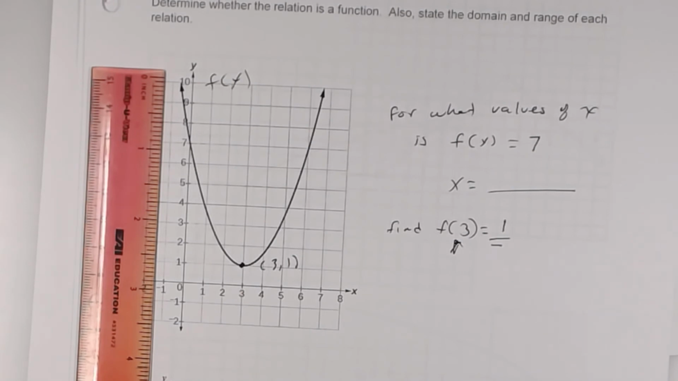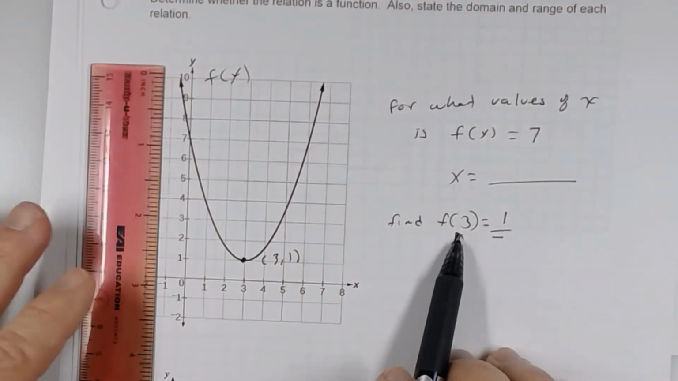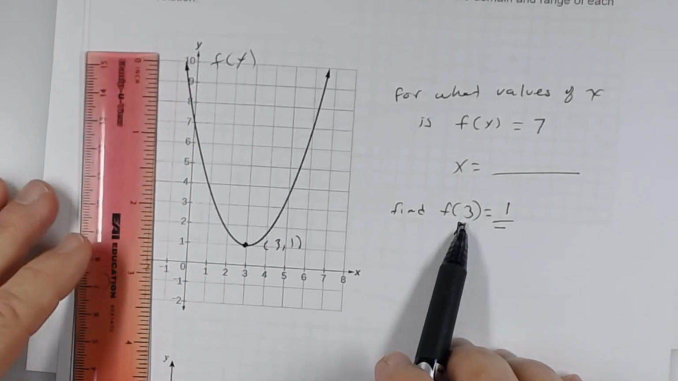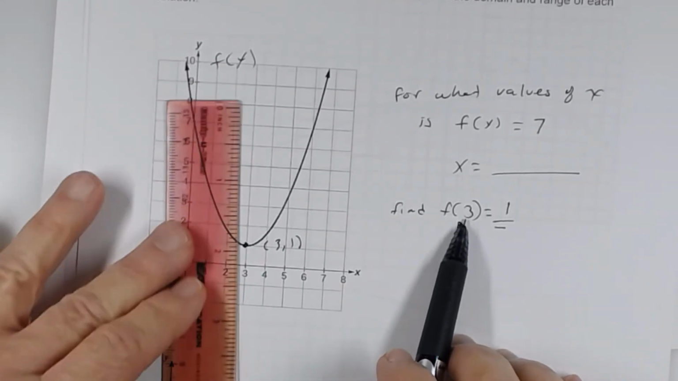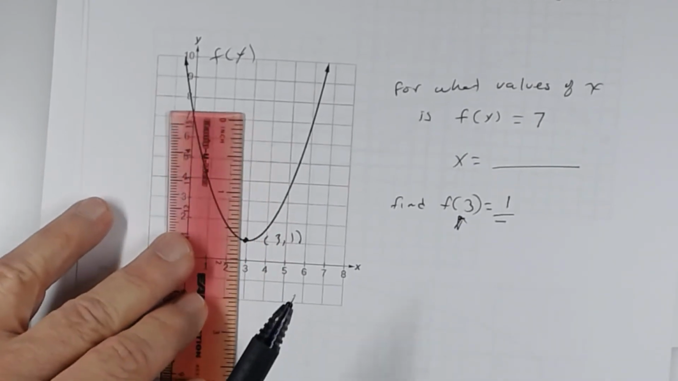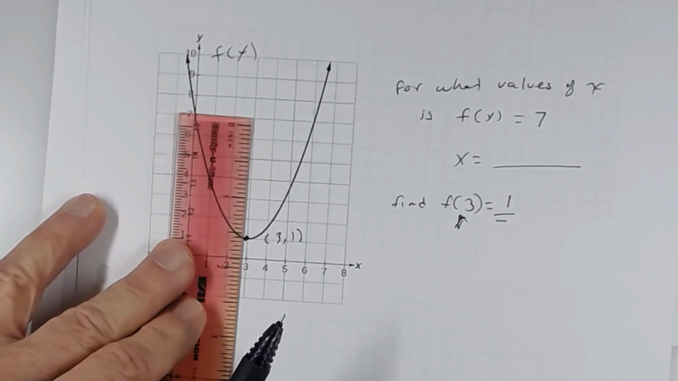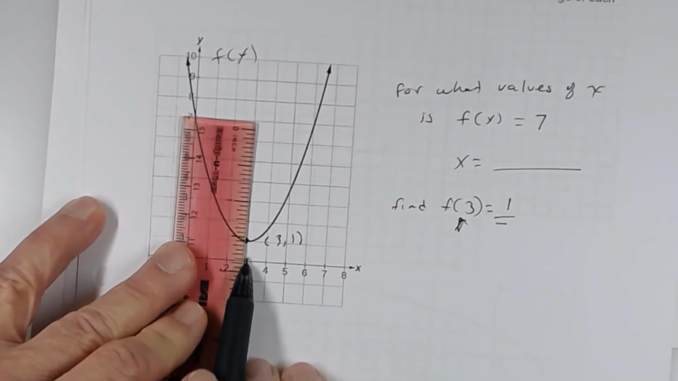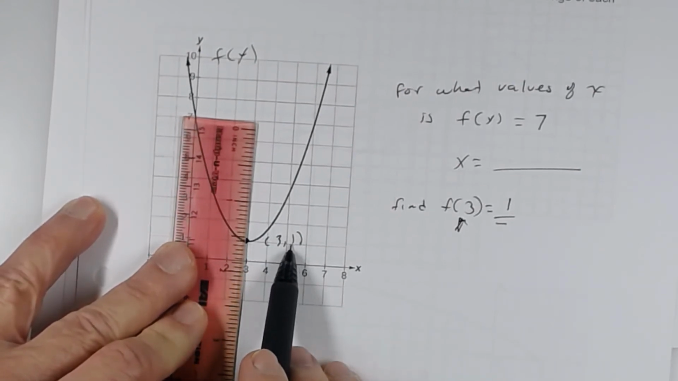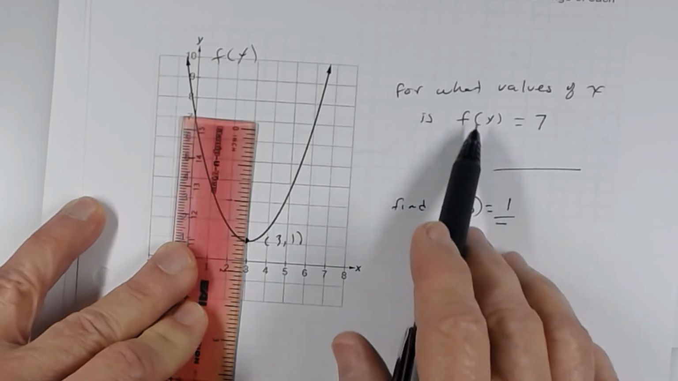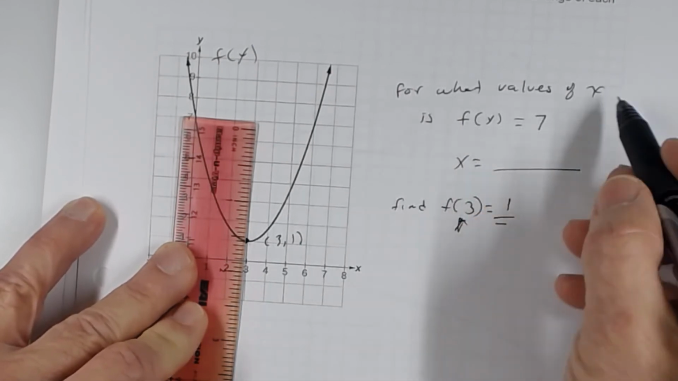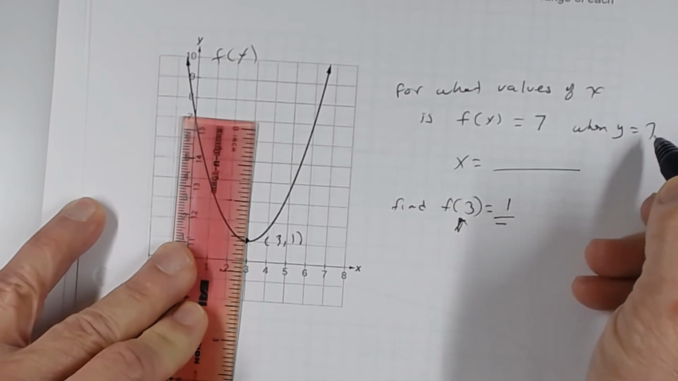Okay, now let's go to this one. For what values of x is f of x equal to 7? Well, remember, f of x equals 7. What does f of x also mean? Y. F of x also means y. So look at what we did here. Here, what was x? 3. And so I was asking, what's the y value? So when I used my ruler, I went along the x-axis, and I said, when x is 3, I get this point, and what's my y value? 1. Okay? Here, I'm saying, what is x when y is 7?